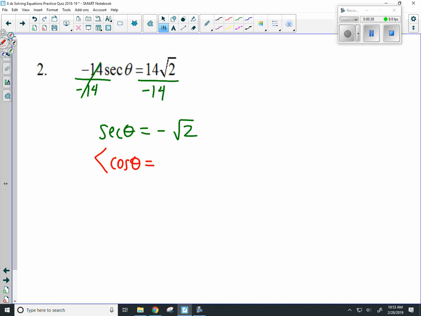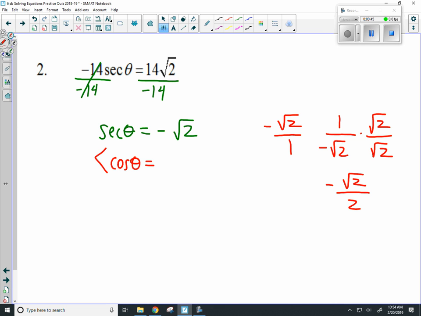And if you're not sure what the cosine value would have been to give you negative square root of 2, you can always take the reciprocal of that, so just flip it upside down, and get the radical out of the denominator. So you end up with the square root of 2 over 2 with it being negative. So instead of trying to memorize all of those secant values, I always just flip it, and hopefully you're good with your sine and cosine values.